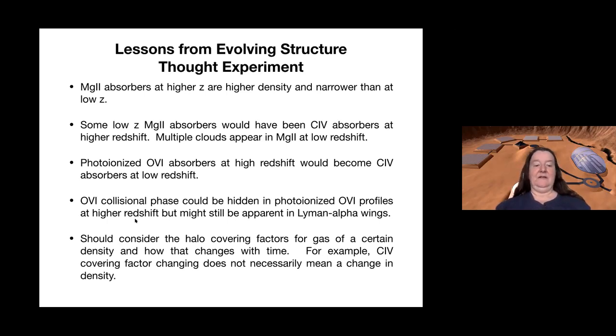So what I wanted to say is that there can be hot gas in halos at low redshift. And why wouldn't there also be at higher redshift, that it might be hidden below a photoionized phase? And so because of this change, when we think of halo covering factors for gas, we should think of gas of a certain density, not gas traced by a certain chemical species.